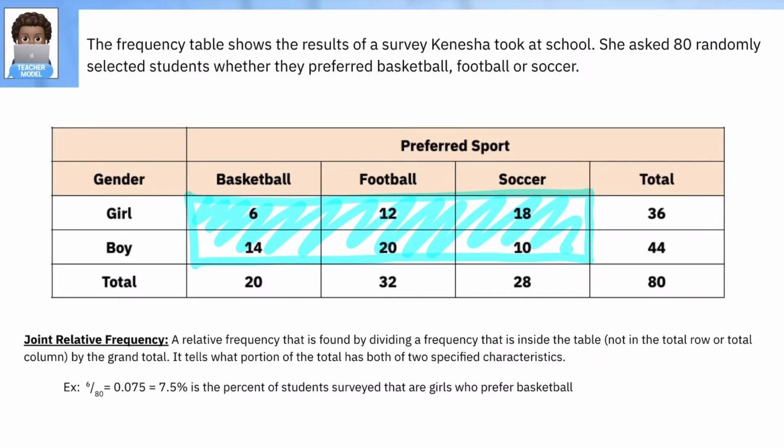So one question you might get is, what is the percent of students surveyed that are girls who like basketball? So let's say this is the question: girls who like basketball. So I have to look at girls and basketball, and we get this number over here, 6. So if I wanted to figure out what is that as a percentage, then I want this part, this 6, out of all 80. So that is one way. This is one type of percent. They might ask you, what is this part out of all the kids surveyed?